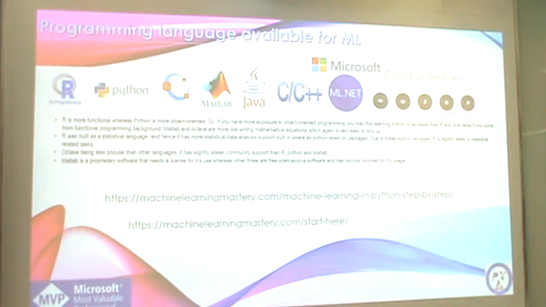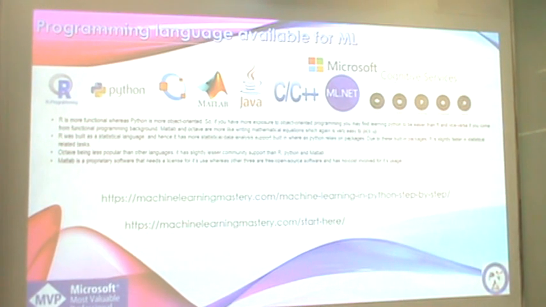The advantage of MATLAB is that it is very easy, and we don't need programming knowledge to work with MATLAB, and also with Octave. With some small introduction, we can start working on machine learning. But the problem is that MATLAB is a paid version. We need to pay for the license. And Octave has a very small community, so getting support is very hard in Octave.